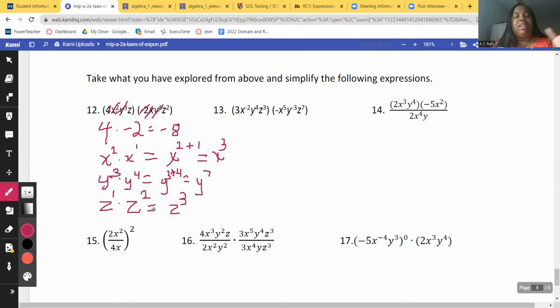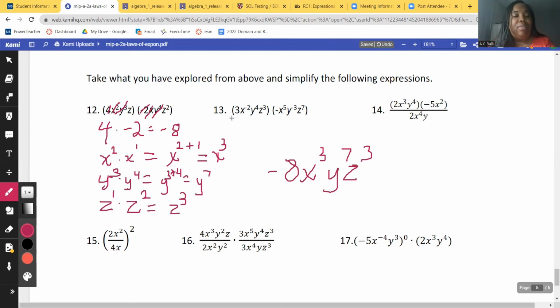And we can bring this all together with a nice answer. -8 x to the 3rd, y to the 7th, z to the 3rd power. That will be your final answer for number 12.